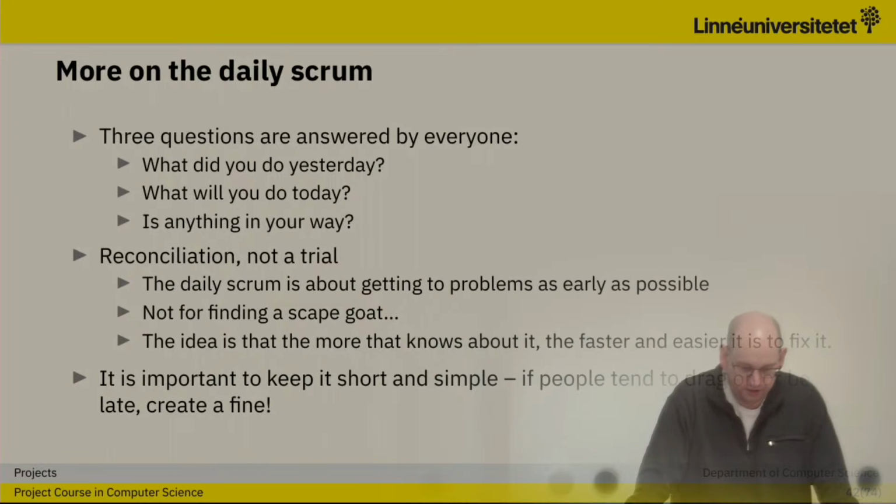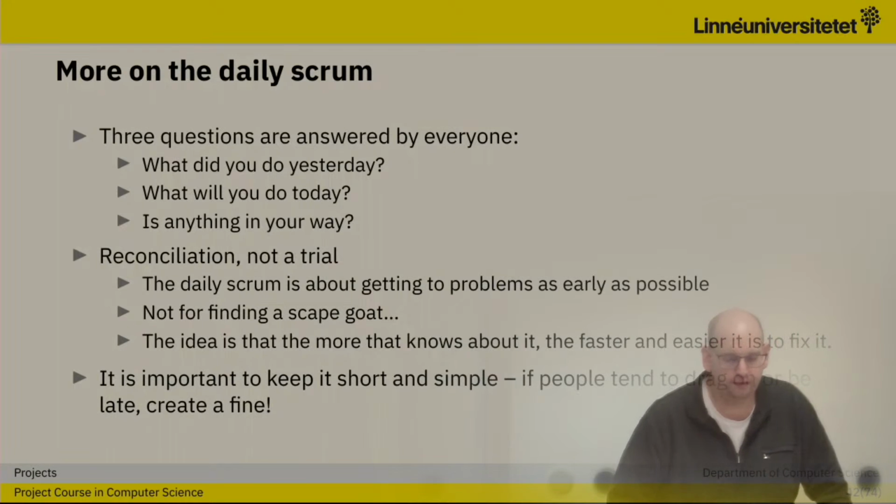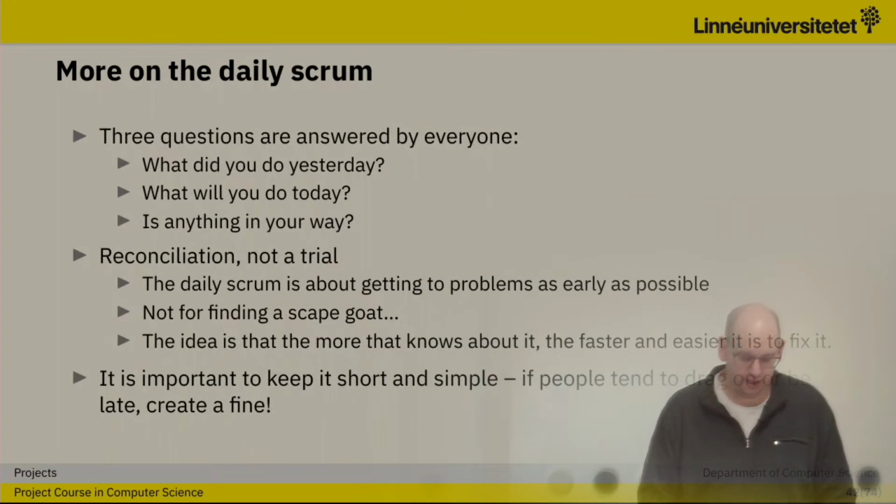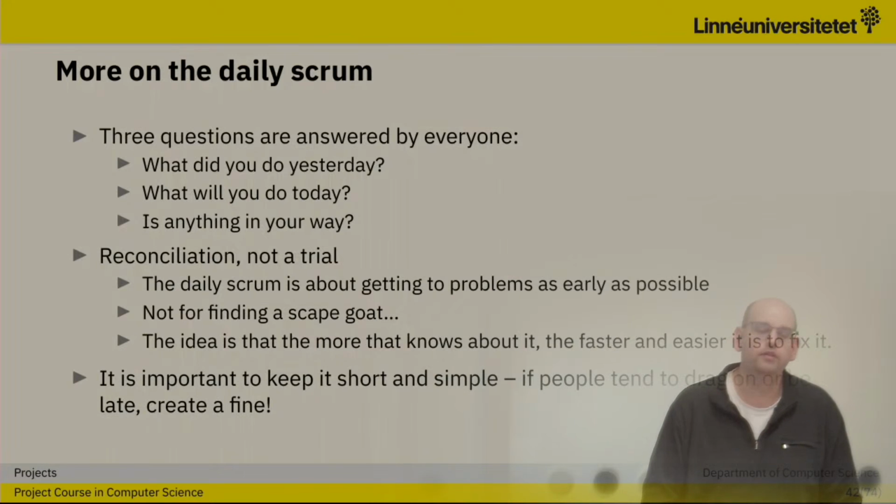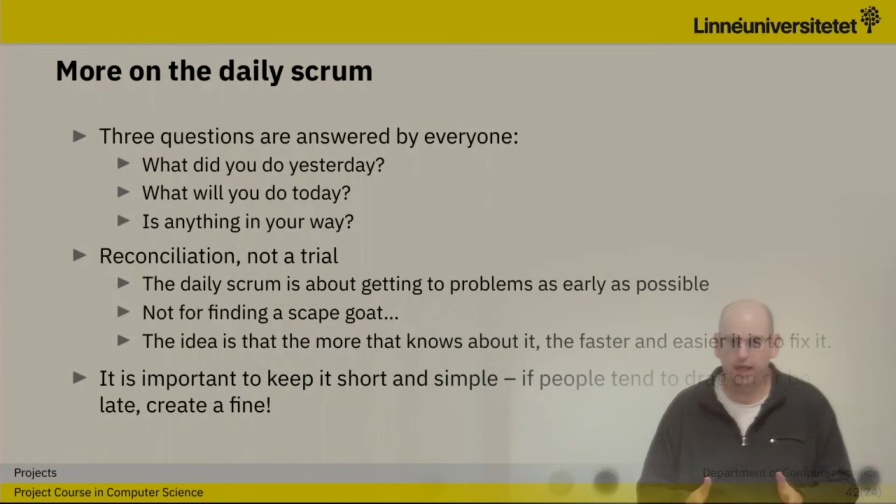And there are 3 questions that each person should answer, and they get tweaked a little bit from time to time, but basically they are: what did you do yesterday, what are you going to do today, and is there anything in the way for you to do that today? So yesterday, today, and is there anything that makes it more or less impossible to do that?